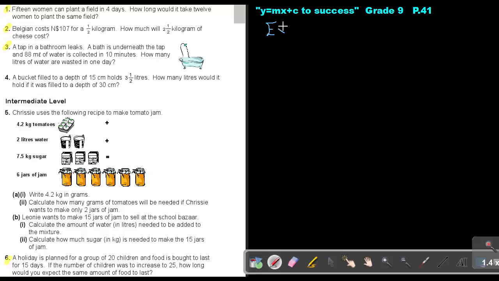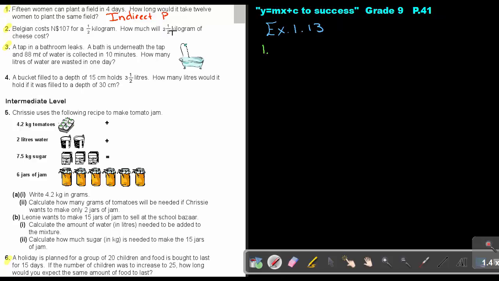Okay, this was exercise 1.13. And we are going to start with number 1. But first, let's just classify it. 15 women can plant a field in 4 days. How long will it take 12 women to plant the same field? So the women went down from 15 to 12. So what will happen to the days? The days will go up. It will take more time because there are fewer women. Then it will definitely be indirect proportion.